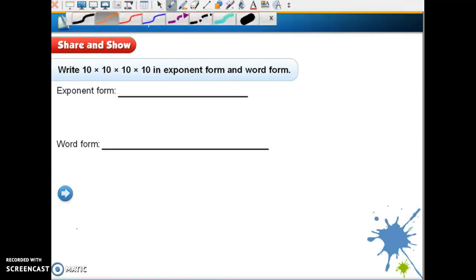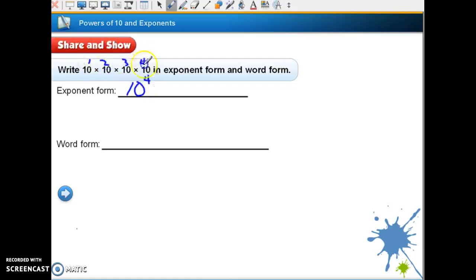Share and show. Still on page 18 toward the bottom. Write 10 times 10 times 10 times 10 in exponent form and in word form. So Logan, what is this going to look like in exponent form? What's our base number going to be? 10. And what is our exponent going to be? 4. Because there are 1, 2, 3, 4 tens.